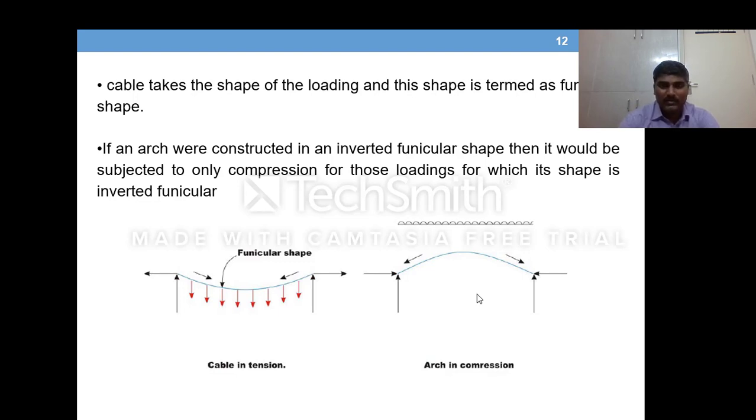If you just invert it, that is going to be the arch. So inverted funicular is the shape of the arch, the perfect shape of the arch. If an arch were constructed in an inverted funicular shape, it would be subjected to only compression, and there won't be any bending moment in the arch. Bending moment will be zero. So this is the perfect shape of the arch.